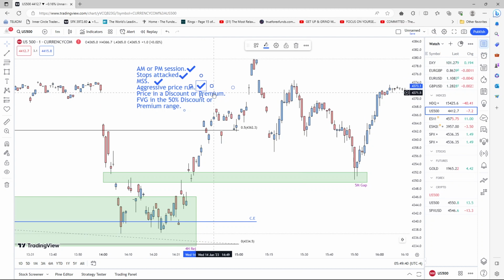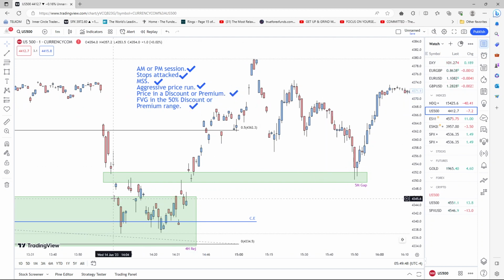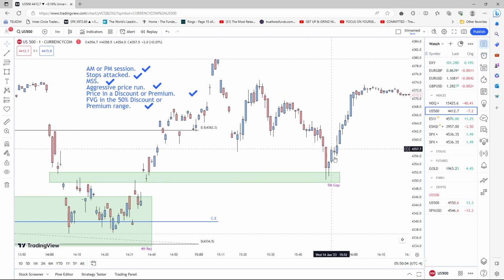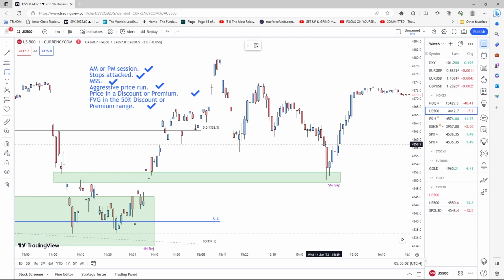Price in a premium discount. Yep, we were below 50%, so that would be a discount. And in this case, fair value gap. Yes. Gap would be in a discount of the range. Yes. This would be an inversion level, by the way. Price trading above it, through it, and then we expect support when we come back to this level. So looking at this idea, we would have as an entry point, you could take it on the rejection.